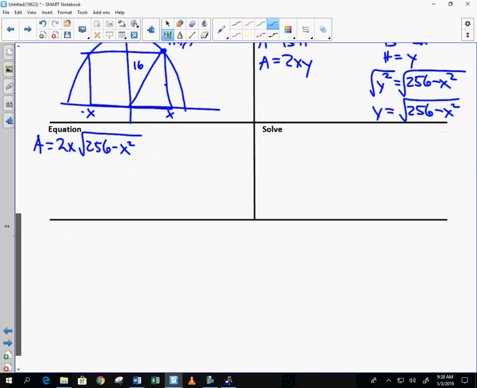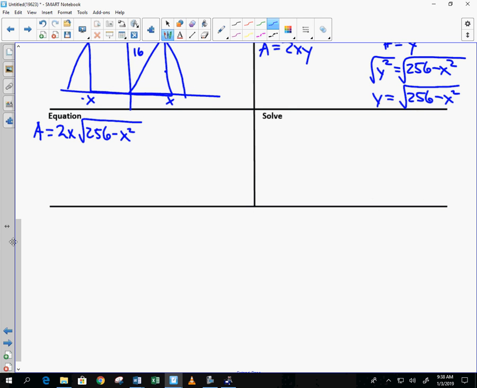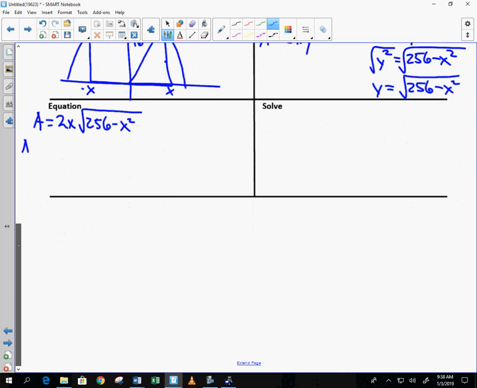It does. Let's find it. How do we find a maximum? We're going to run out of time. Take the derivative and set it equal to zero. What rule do you have to use to find the derivative? Product and the chain. This is awesome. Not everybody can do this stuff. What's the derivative of 2x? Hey, that was easy. Times the root of 256 minus x squared.